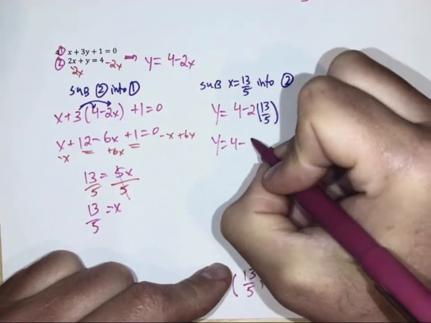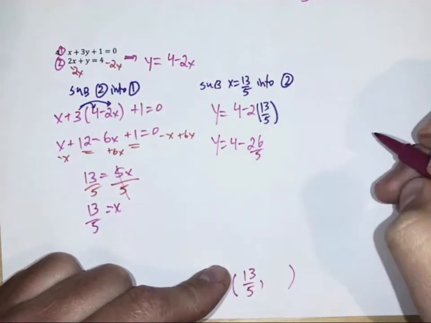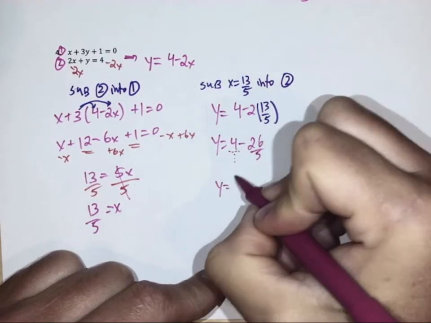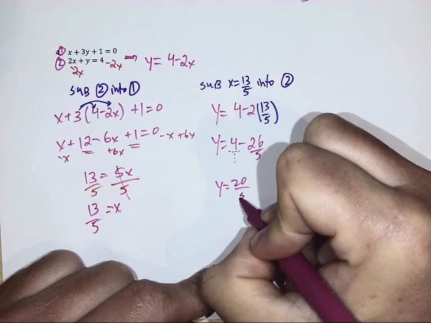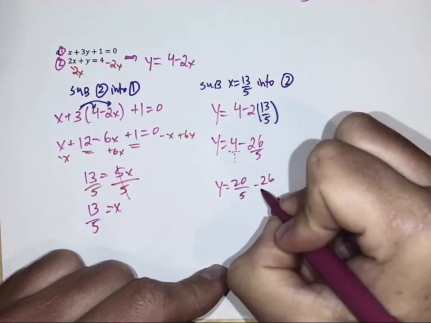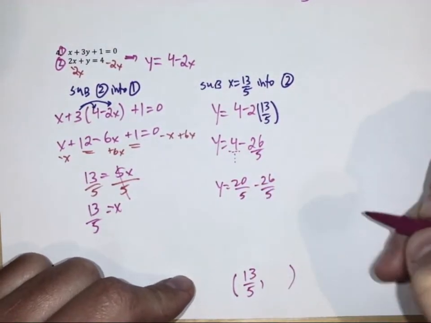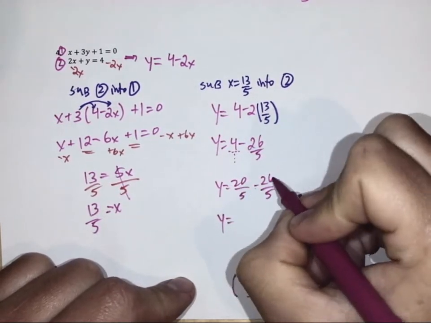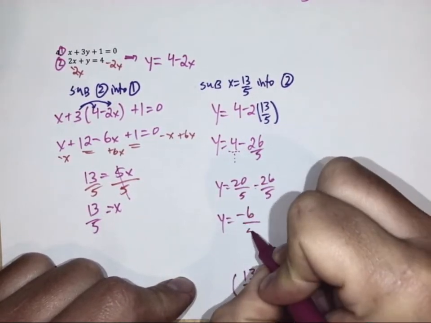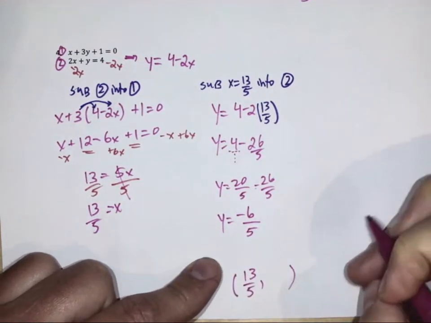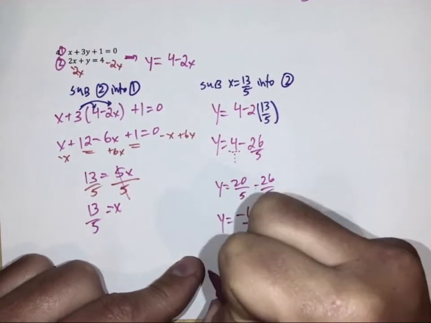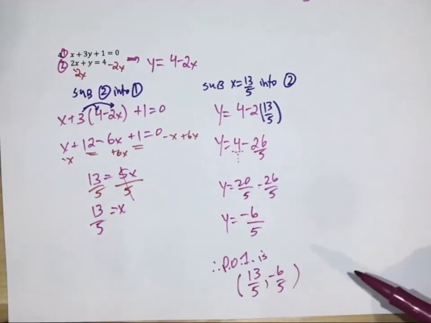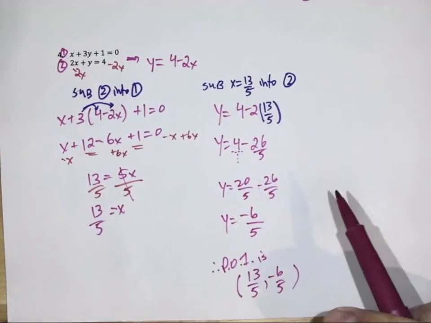Two times 13 is 26 over 5, times 5, times 5. Now I can add fractions because they have a common denominator. 20 take away 26 is minus 6 all over the common denominator 5. So my point of intersection for those two lines is solved.